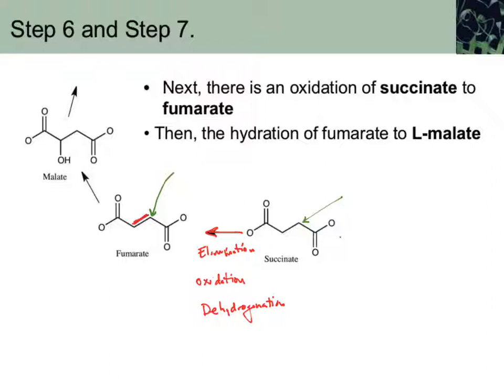SP2 versus SP3. The one on the left is SP2, the one on the right is SP3. What is the difference between an SP2 and an SP3, Adam? Electronegativity. The more s orbital, or the less hybridized you are, the more electronegative the atom is.